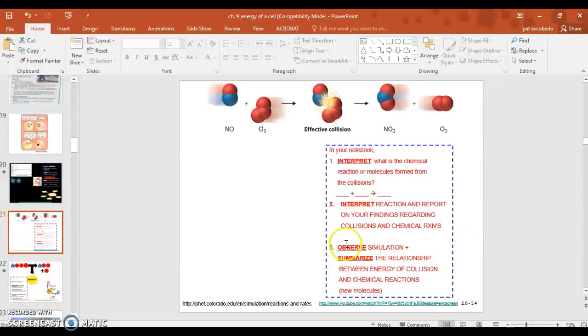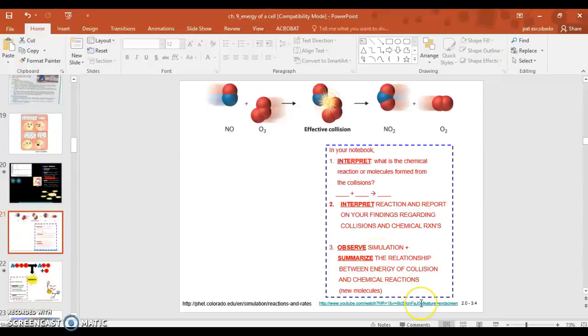All right, we have the final question on this task, which is observe simulation. And you want to summarize, so based on what you saw from that little simulation we did, what's the relationship, or how are things connected, this idea of energy and collisions and reactions? This idea of reactions are forming new molecules, changing bonds, breaking or adding new ones, right? So what's the relationship between energy of collisions and chemical reactions? So you just summarize your results here.